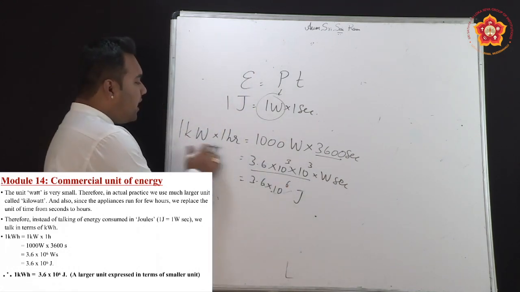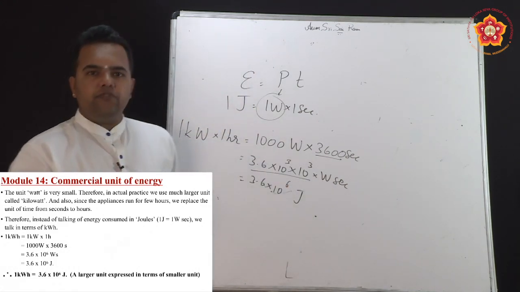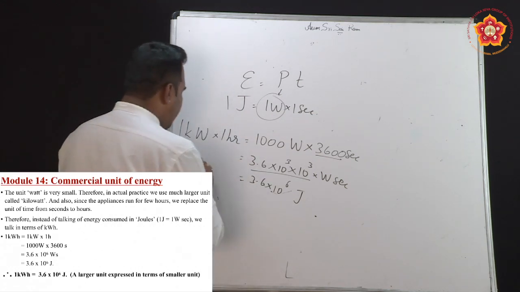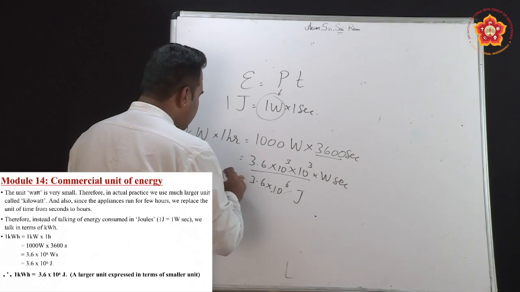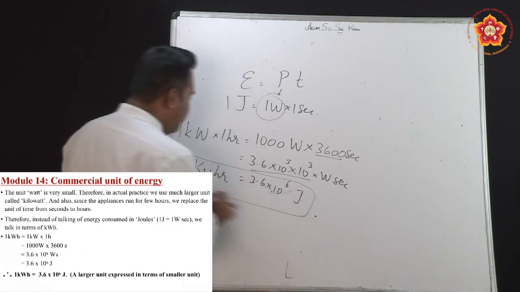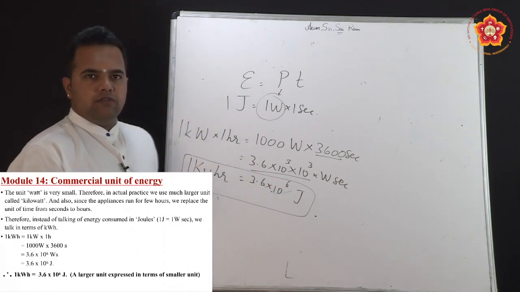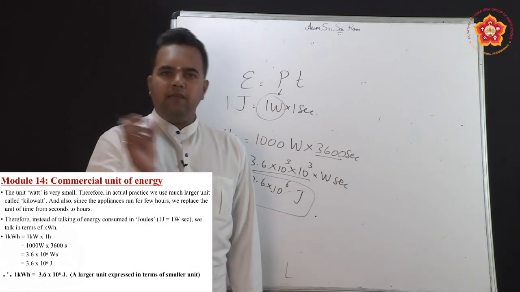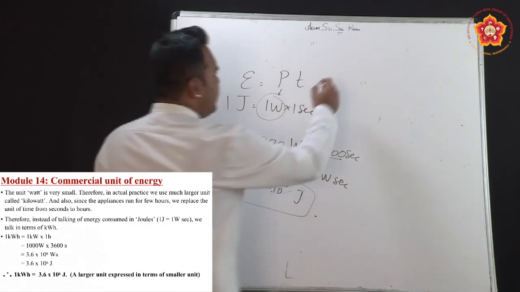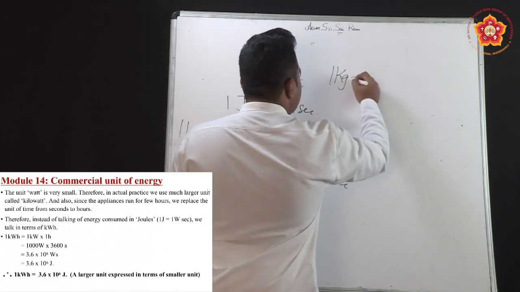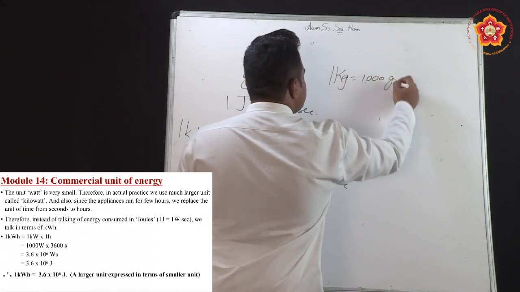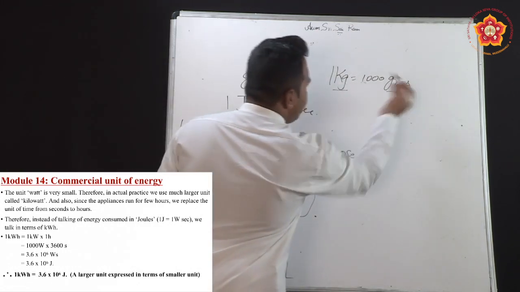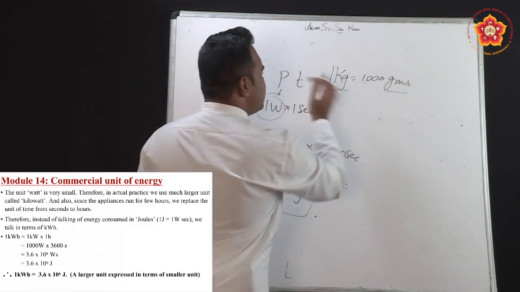So kilowatt hour is the larger unit of energy, a commercial unit of energy, and the conversion factor is 1 kilowatt hour is 3.6 into 10 to the power of 6 joules. It is like 1 kilogram, a larger unit, is 1000 times the smaller unit gram. So we write 1 kilogram is 1000 grams. Kilogram is also a unit, gram is also a unit. It is a smaller unit, it is a larger unit.